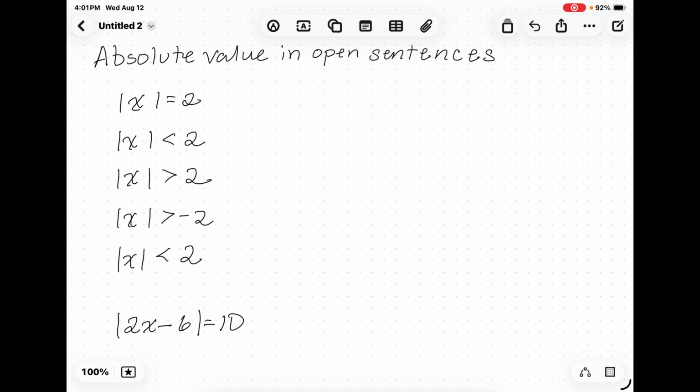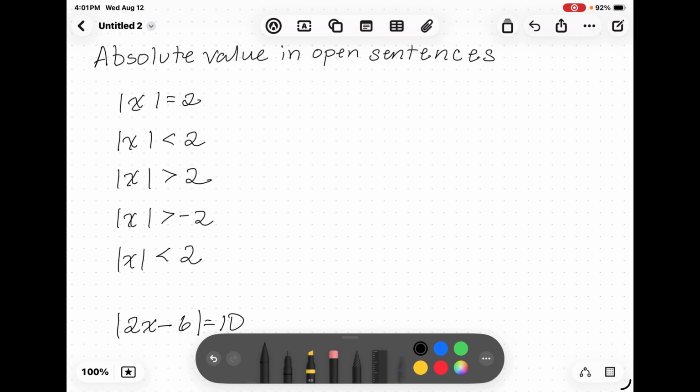In this video, I'm going to look at absolute value in open sentences. What does that mean? Open sentence just means an equation or an inequality. That's all that's going to mean.